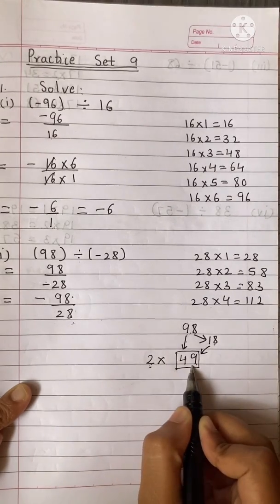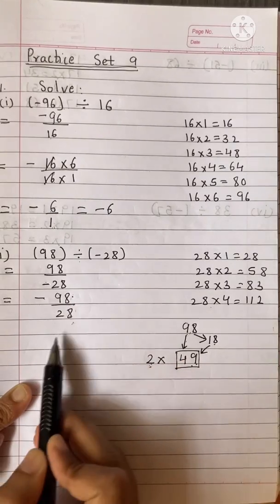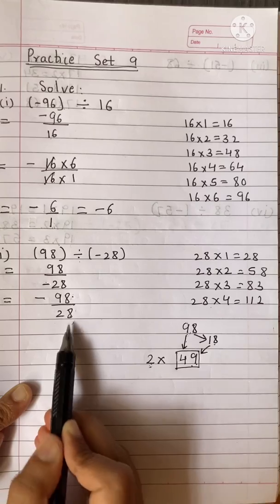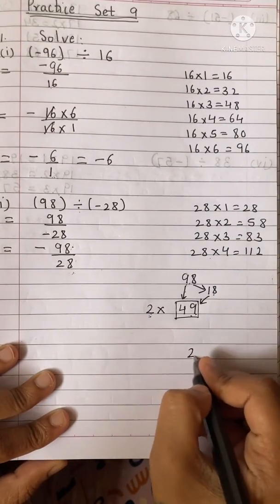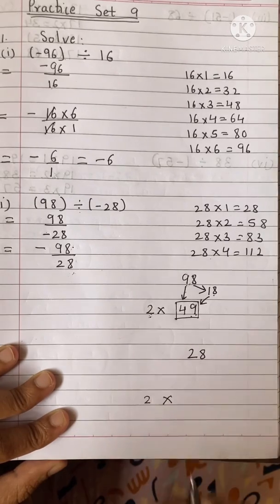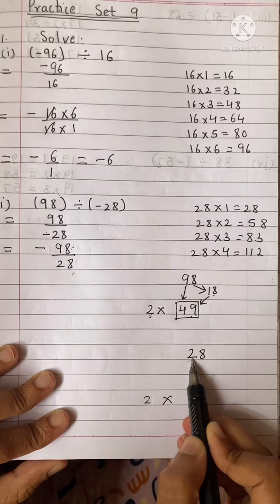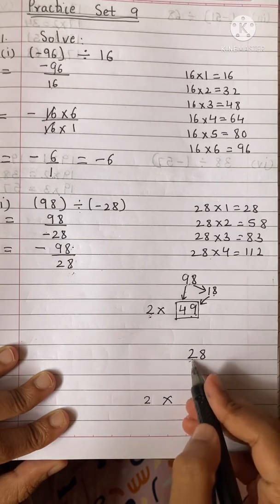So 2 into 49 is 98. That was for 98. Let us find out in a similar manner for 28 also. Write down 28 over here and write down 2 multiplied by. Take the first number, 2. It comes in 2's table. Yes, 2 1s are 2.